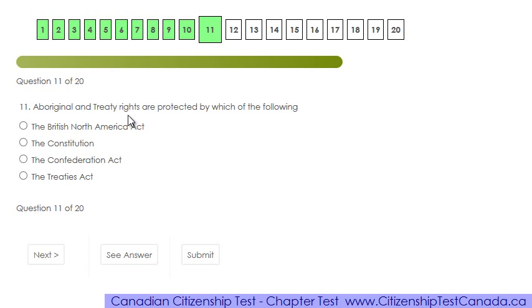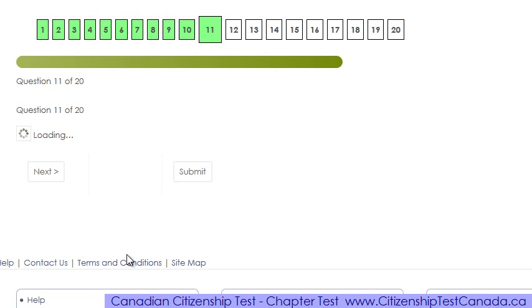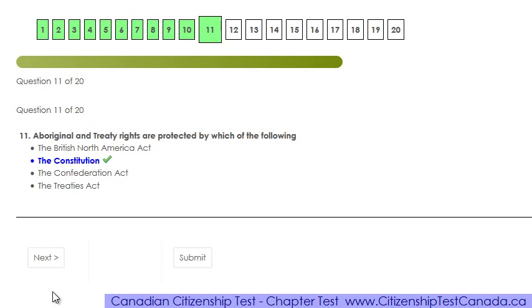Aboriginal and treaty rights are protected by which of the following? The British North America Act, the Constitution, the Confederation Act, and the Treaties Act. So all of these look pretty good. If you're not familiar with this particular clause of the study guide, you have absolutely no clue as to which one is the correct answer. The study guide tells us that Aboriginal and treaty rights are in the Canadian Constitution. Let's check our answer. And let's move on to the next question.